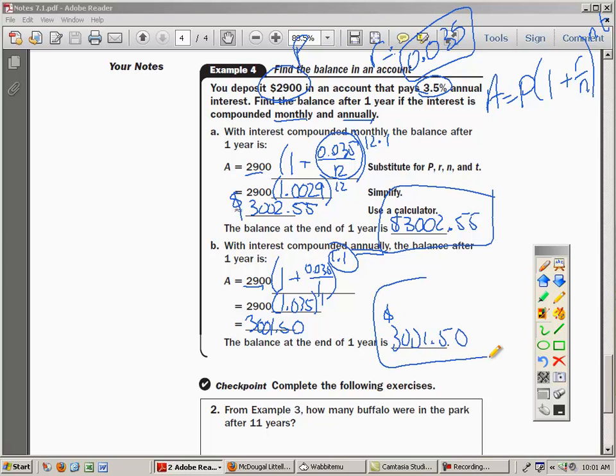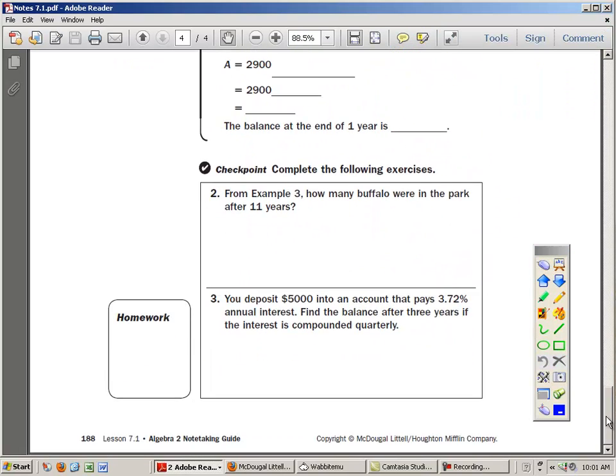Well, obviously, the more frequently they compound your interest, the more money you're going to have, because you're getting interest on your interest more frequently. All right, and that's kind of a banking application of that. So why don't you try the next 2 checkpoints, and we'll be right back with a solution.